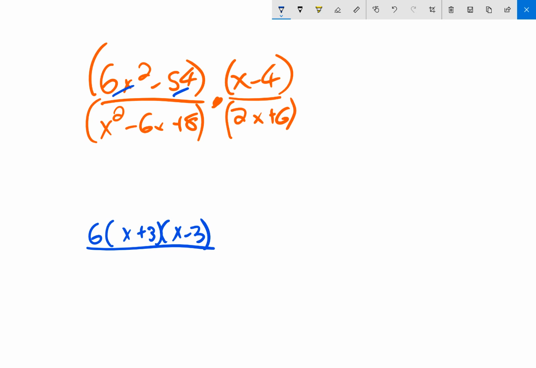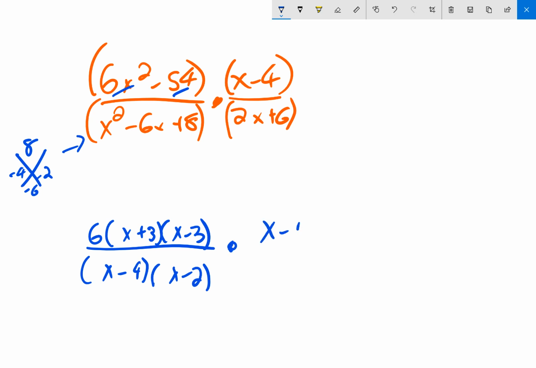The denominator for that, I'm using product and sum. Two numbers that multiply to 8 and add to negative 6 would be negative 4 and negative 2. So those factors would be x minus 4 and x minus 2. And I'm multiplying it with x minus 4. That's already factored, so that's convenient.